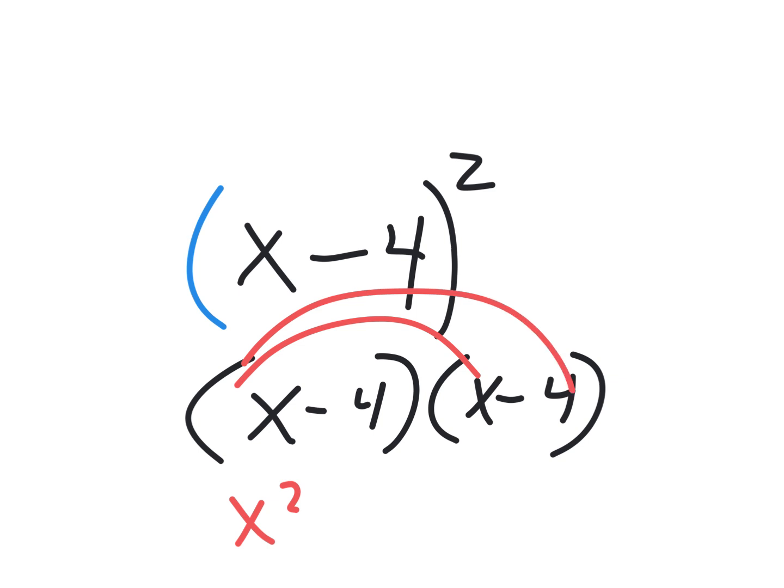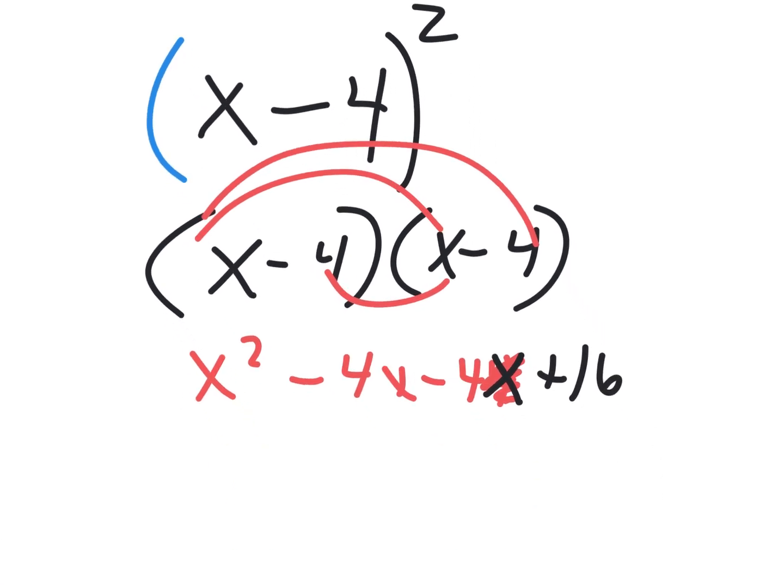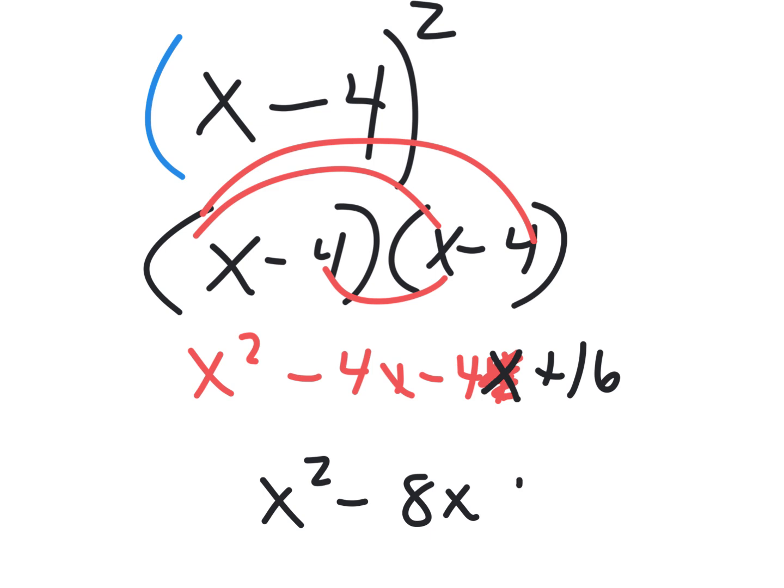I personally think the outside is the next logical thing, so I'm going to go minus 4x. The inside is the next logical thing, and that's another minus 4x. And then the last, which is negative 4 times negative 4, is positive 16. X squared minus 8x plus 16.